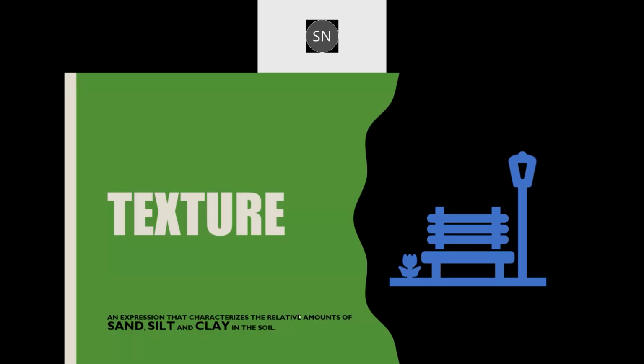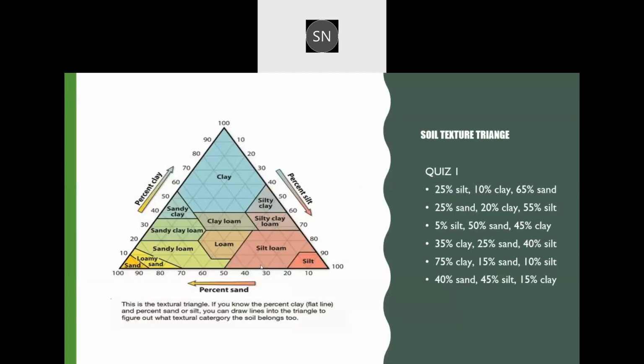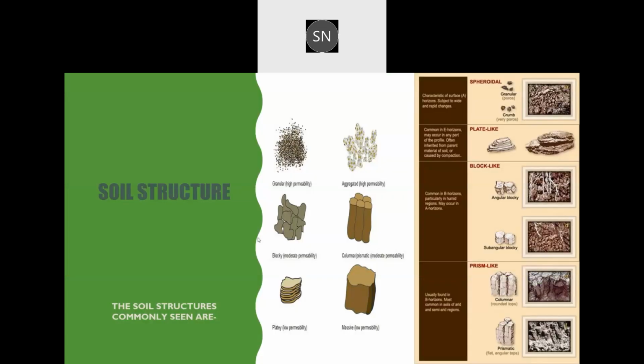Soil texture, relative amount of sand, silt, clay. These are further explanations. This is the diagram, the soil texture triangle, and then soil structure, how the sand, silt, and clay combine in soil. If I'm not mistaken, in test one, I asked you all to list down four types of soil structure, and almost everyone can answer it.